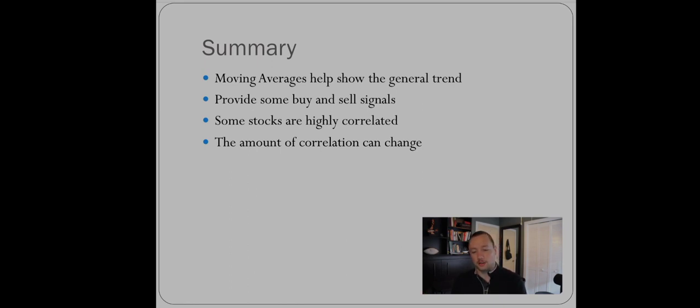Now, some stocks are highly correlated, but the amount of correlation can change over time. Right now, all of those tech companies that I mentioned, Apple, Amazon, Google, are all being affected fairly similarly by COVID-19. As soon as COVID-19 is over, the correlation between those stocks could change. It could lessen, and we could be back to kind of business as usual.